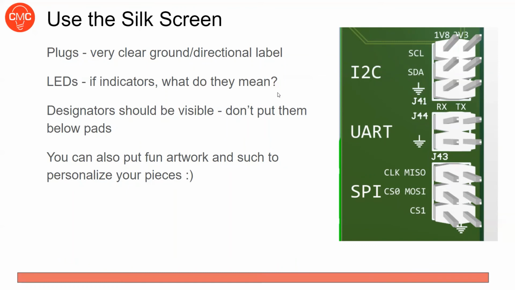Things like designating which thing is which, LEDs, if it's an indicator, like if you're having an LED turn on when power is good, label it power good and make that LED green. Just usability things for people. Just tell people what things are.